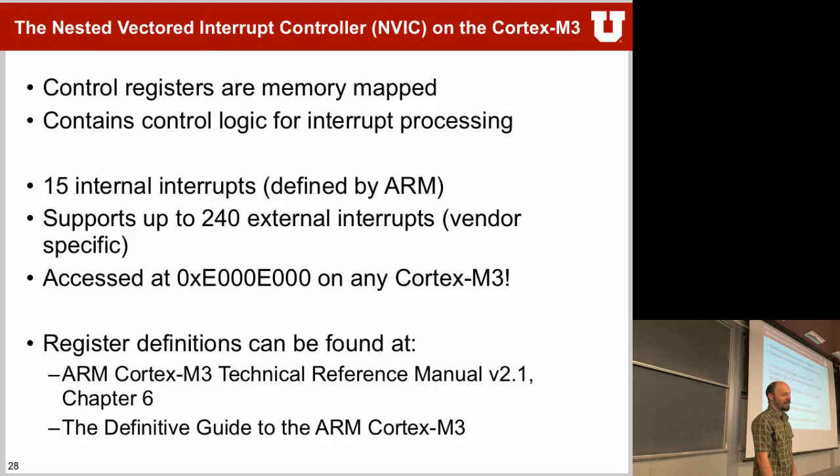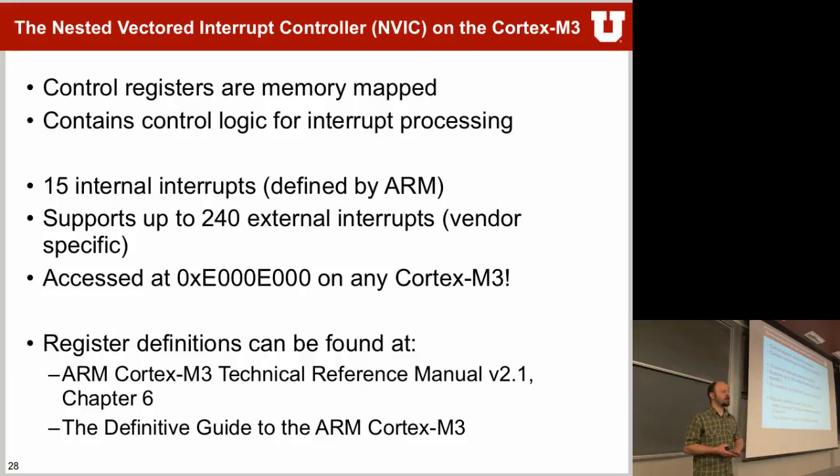So the NVIC, or the Nested Vector Interrupt Controller, is part of the Cortex-M3. ARM defines that one. It's the interrupt controller on every Cortex-M3. It will always sit on this memory location, no matter who the manufacturer of your Cortex-M3 chip is. So the NVIC is always there. And it's really nice because ARM defined 15 internal interrupt sources. So these 15 interrupts will always be the same, and then it has an optional up to 240 external interrupts.